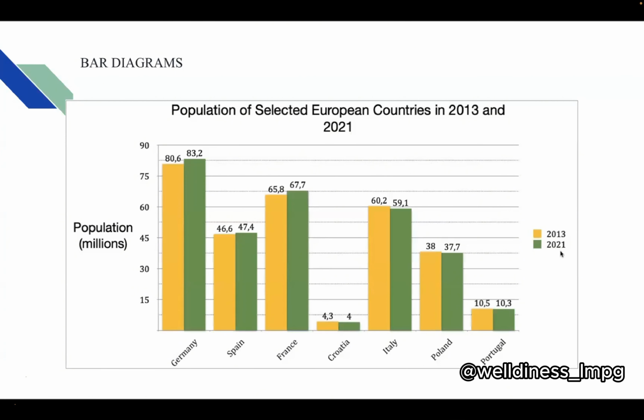Now, let's ask the question another way. Which 2 countries have the closest correlation in population? Italy and France. You said Tunisia, but there's no Tunisia here. Italy and France, that's actually correct.